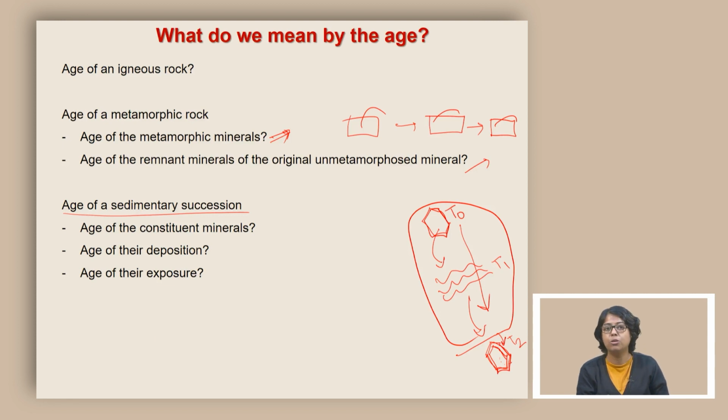Because a sedimentary rock can have constituent minerals which are coming from older sedimentary rocks, older metamorphic rocks or igneous rocks. And there can be situations where the whole rock is much younger compared to the inclusions or compared to the minerals that they are made up of. So, therefore, the age of the sedimentary succession is complicated and often it is quite difficult to directly date them.